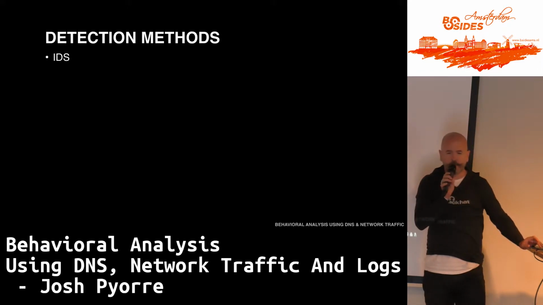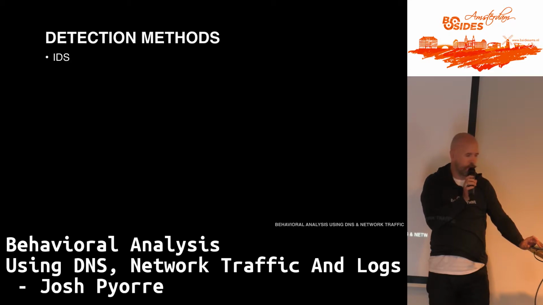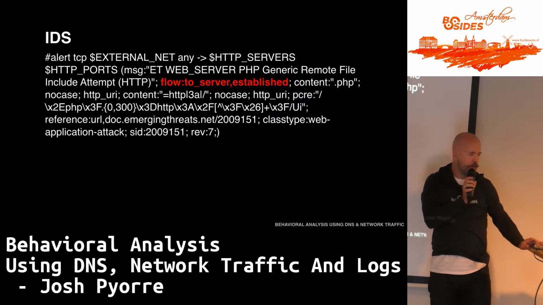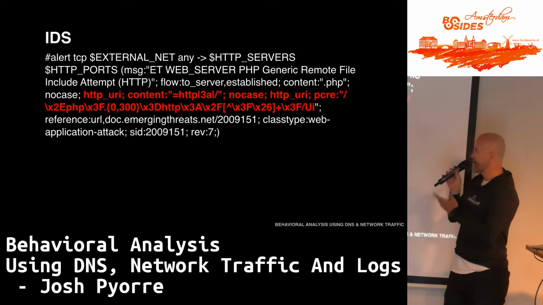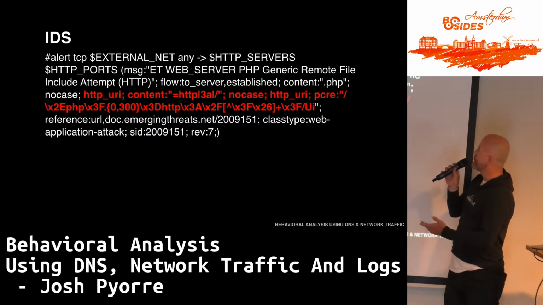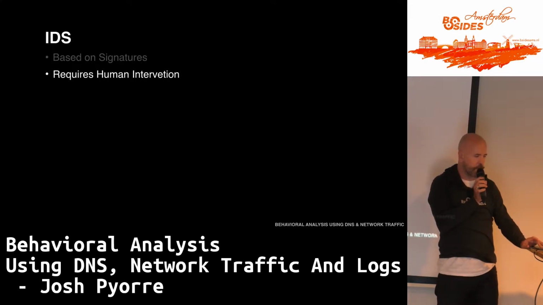There are some current detection methods that we have. I'm just giving a couple of overviews here. IDS, antivirus, we've got people. IDS is based on signatures, so it's based on things you know already. You can maybe be a little bit predictive if you do some regular expression stuff. You get things like this, where you're looking for a certain kind of content in something, in this case, a remote include vulnerability.